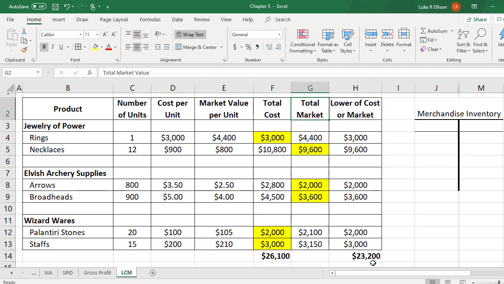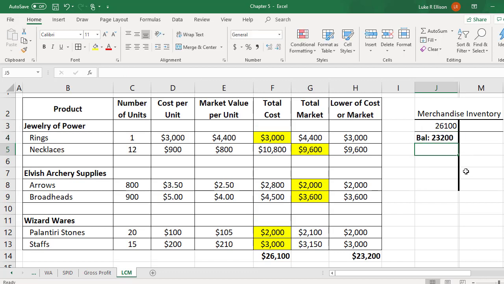Alright, now that we have our totals, let's think about what these numbers mean. First, the $26,100, which is our total cost, represents the total amount of money that the company paid for all of this inventory. Now this $23,200 is the value we want to write our inventory down to after we've applied lower of cost or market. The easiest way to see this is to use a T account for merchandise inventory. Right now our inventory balance is $26,100 on the debit side since that's an asset. And our goal is to get to a balance of $23,200.